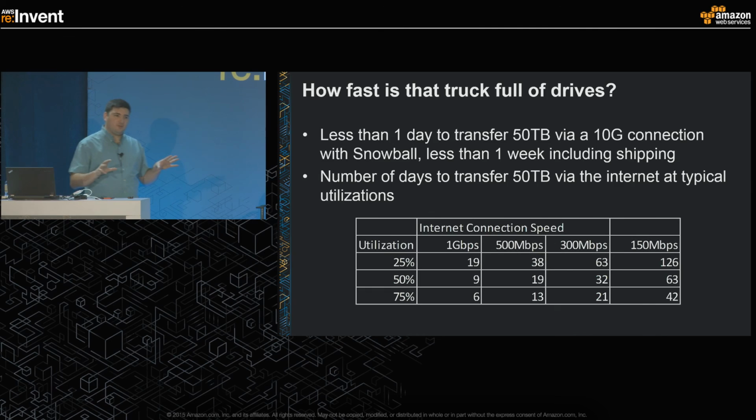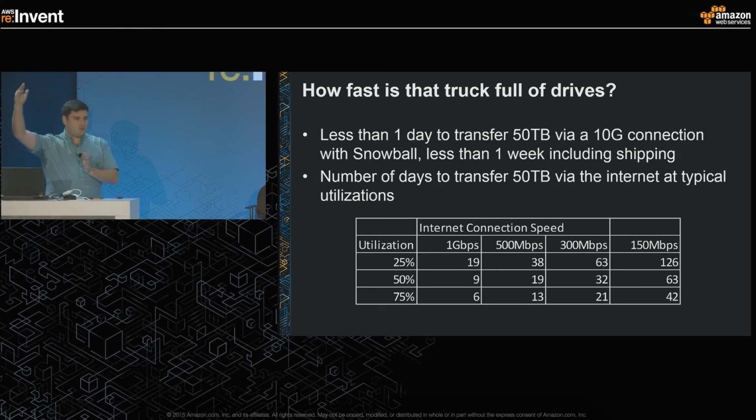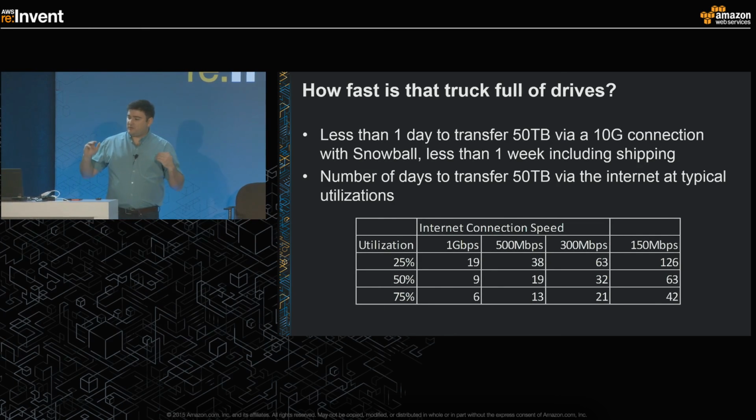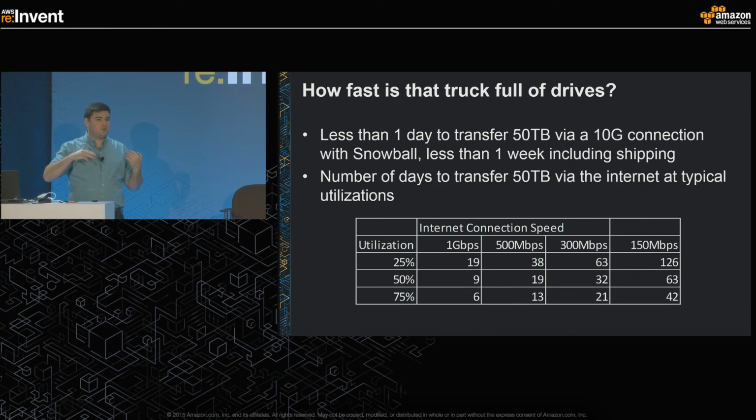So it's about 2 days to ship, 1 day to fill, 2 days to ship back, and then we need a day to pump that data back up to S3. So it's a little less than a week end to end, if you're able to drive it at full capacity. You can compare that to typical internet connections, right? Here you have a variety of fairly standard internet connections you'd find at your business, anywhere from 150 megabits per second all the way up to a gigabit per second.